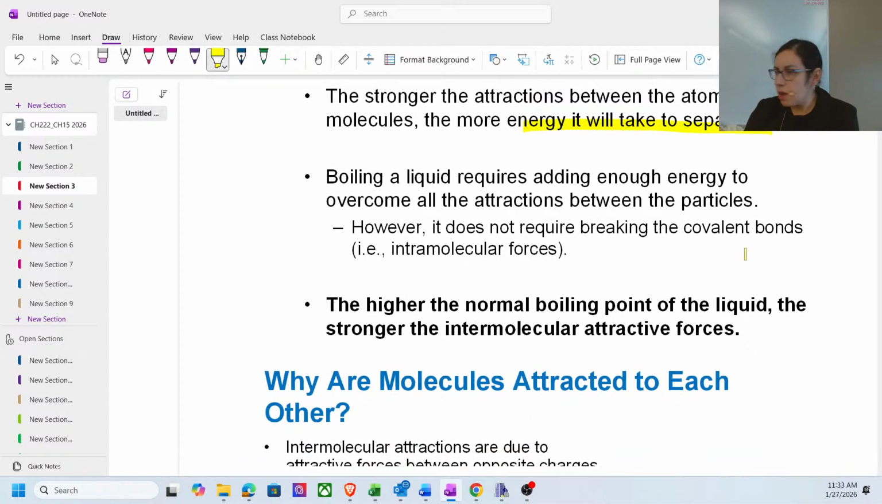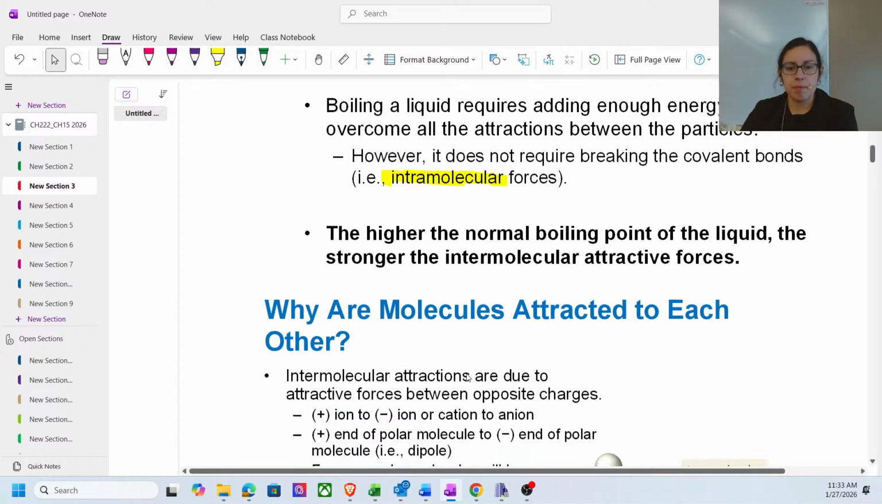But again, we're not breaking bonds. So that's the part we keep emphasizing. These are not intramolecular forces, right, with an A. So that's within the molecule, but we're talking about between them.